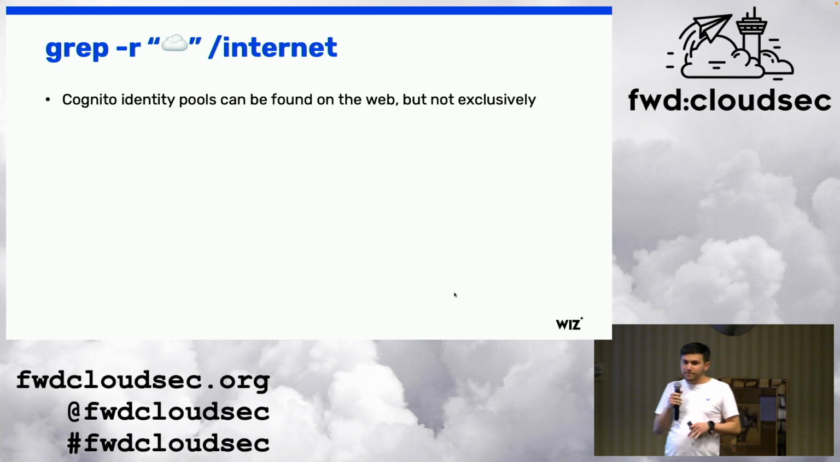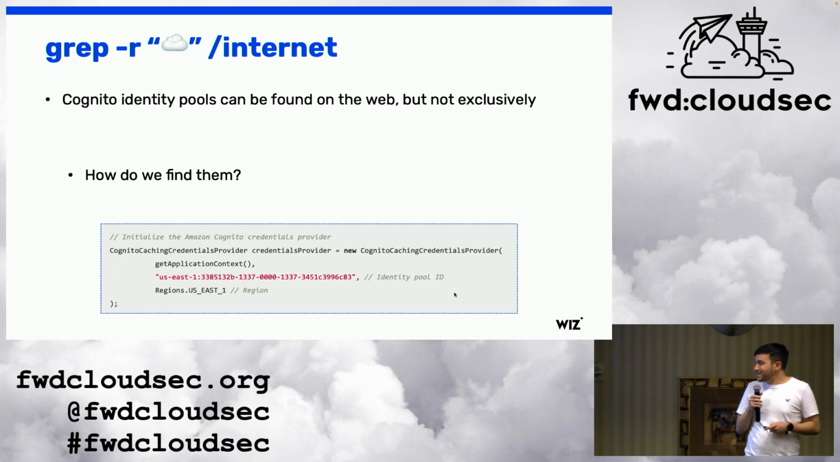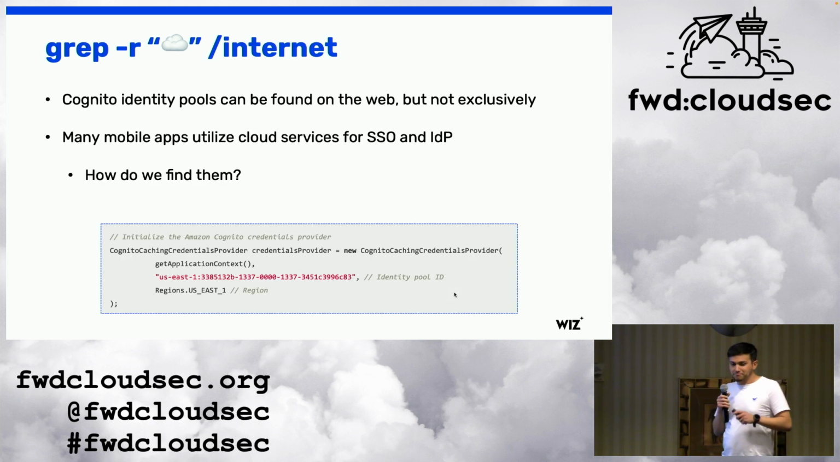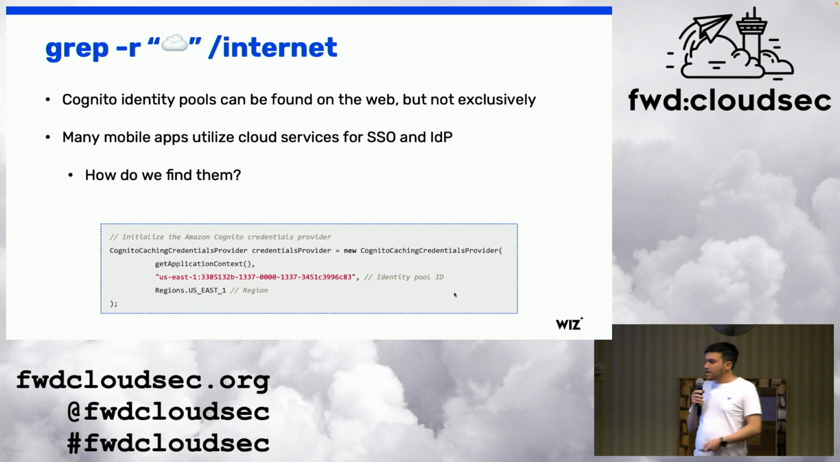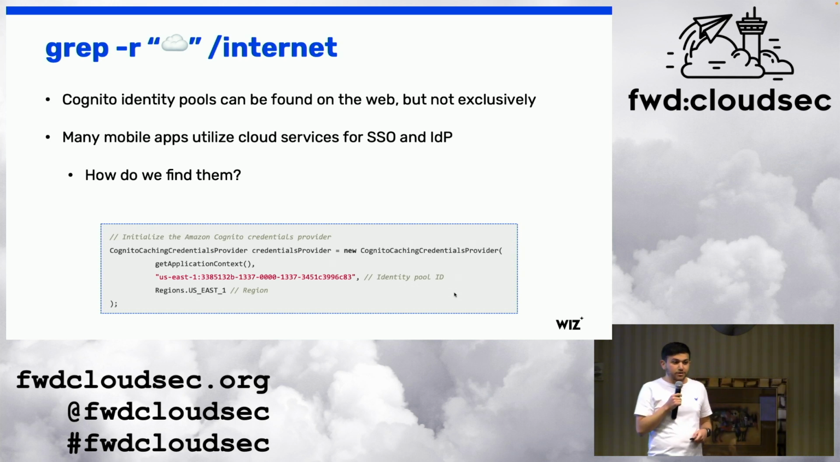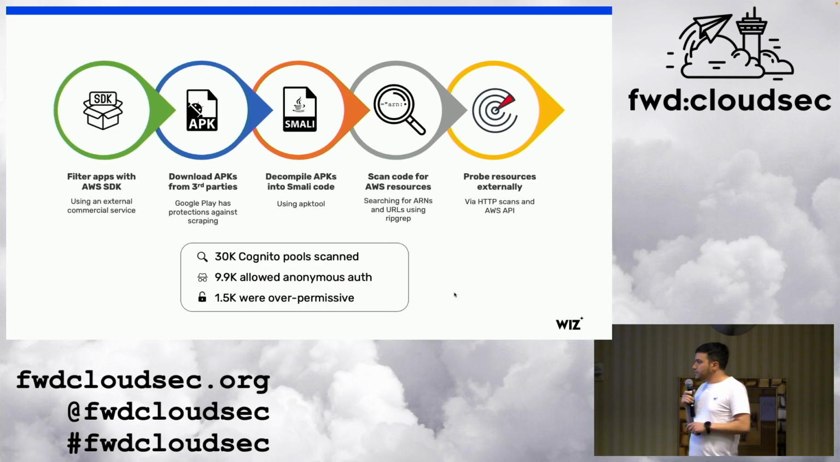Cognito identity pools can be found on the web, but not exclusively. Like Nir mentioned earlier, many mobile developers utilize these sorts of services for purposes of SSO, for purposes of identity providers, or just to expose AWS resources to the app. And we wanted to find out those as well. So how can we scan, for example, the entire Google Play Store to find Cognito identity pools? Here's how we did it.